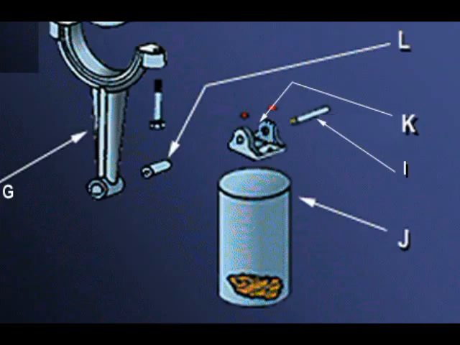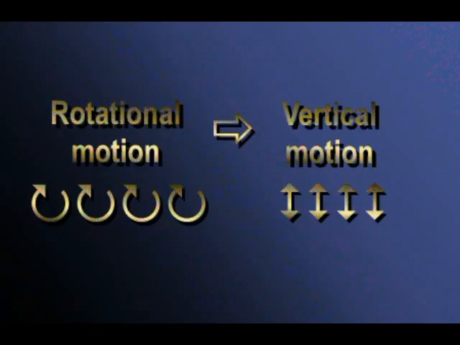Now look at the lower part of the connecting rod. The bottom is connected to the plunger J by a plunger crosshead pin I at location K and a bushing at L. Also, a piston guide prevents the piston from rocking as it moves up and down. This is how the rotational motion of the shaft is changed into the up and down motion of the plunger.